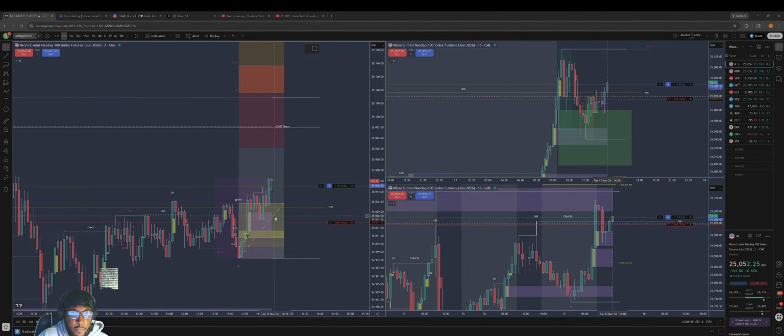So if I'm in the long, I do not want price to come back below this low. And we have previous day high right here as well, so I also want to see previous day high get defended. If I'm long, I want to see previous day high defended, and I want to see this gap and this low defended.